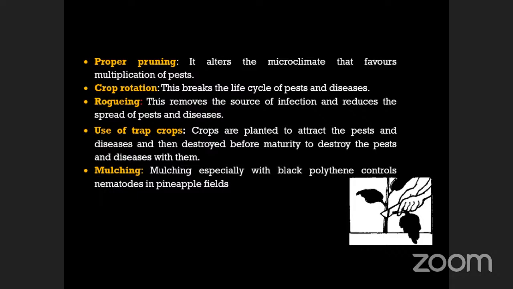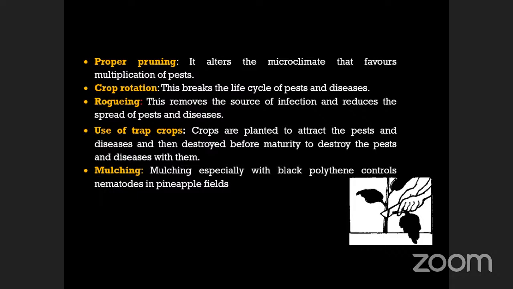Crop rotation, this breaks the life cycle of the pests and diseases. As I told you before, crop rotation is the planting of different types of crops on the same piece of land, season after season. Season 1, when you plant your maize, next time plant cassava. There is no way a pest of maize can attack cassava plants. You have already broken their life cycle. But if you continue, season 1 maize, season 2 maize, you will just encourage their life cycle.